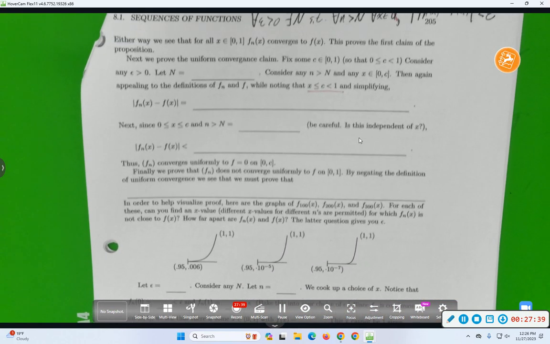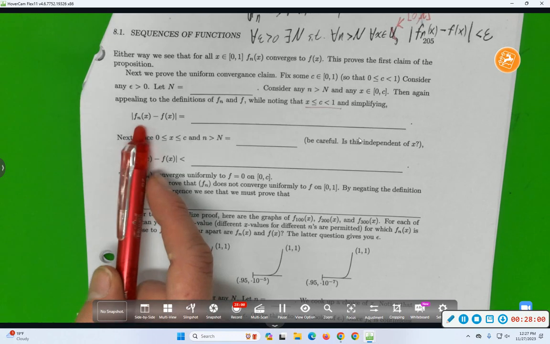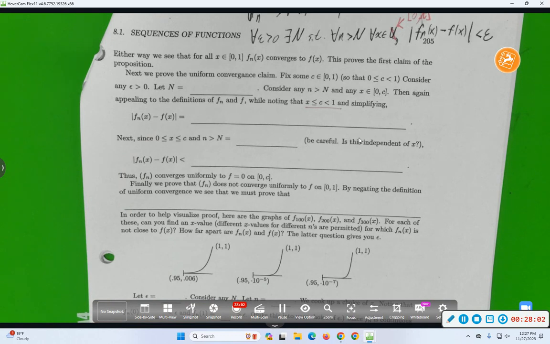And simplify. So I think that requiring that x is less than or equal to c, which is less than 1, successfully eliminates the case that x equals 1. So this case-wise stuff doesn't matter. I just need to show it gets close to 0. So let's do that. For this choice of x, what does f sub n of x minus f of x in absolute value simplify to?